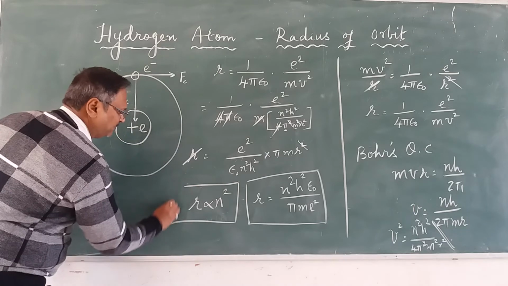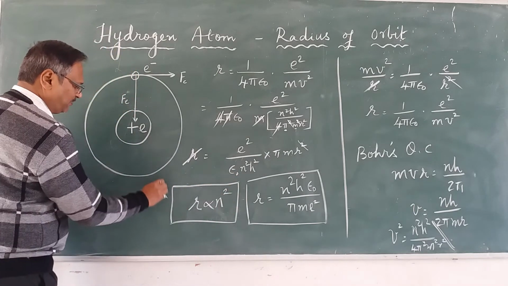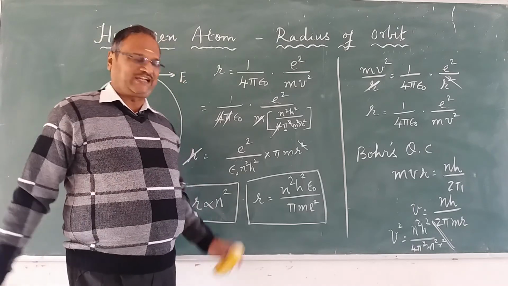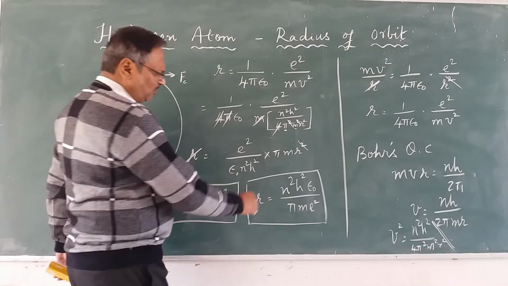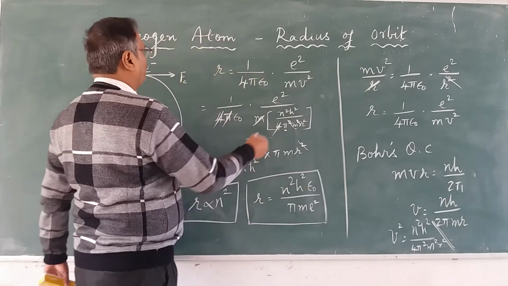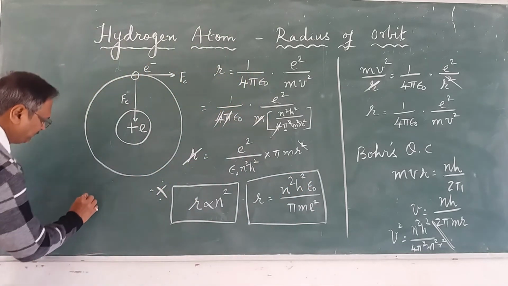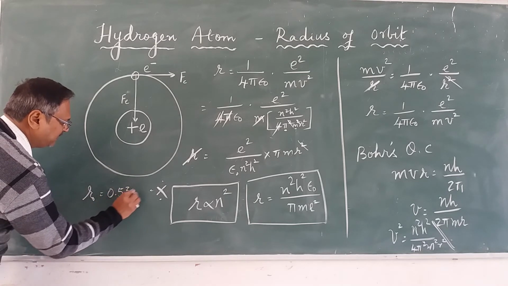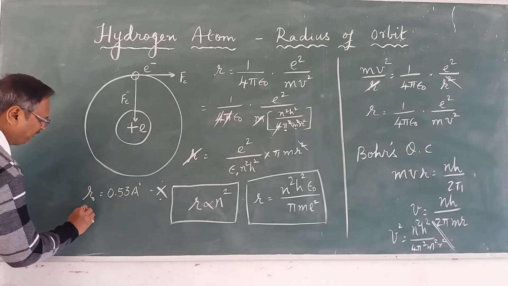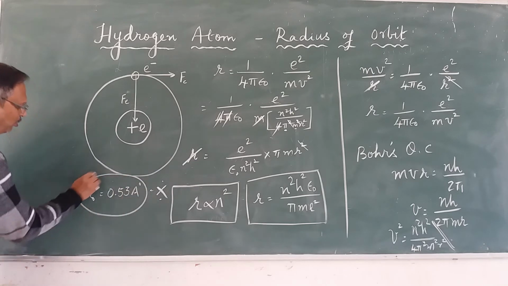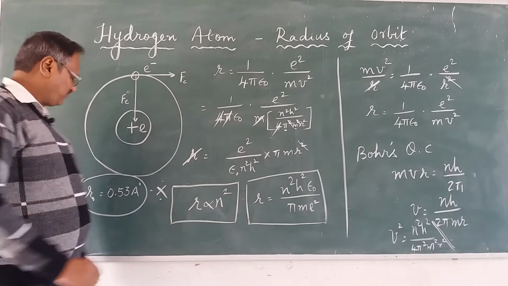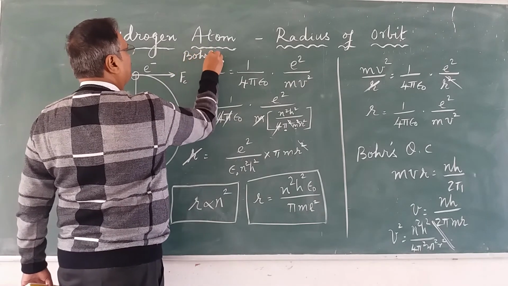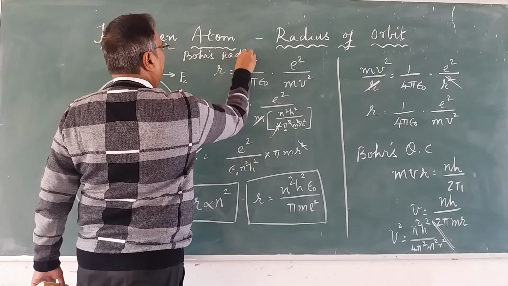So we find from this that r is proportional to n square. This is the important relationship we should remember: r is directly proportional to n square. That's one point. And also, if you substitute all the values, you will get, for the hydrogen atom, r naught is equal to 0.53 Angstrom unit, right? This is called Bohr's radius. That value r naught is called Bohr's radius. This is for the hydrogen atom.